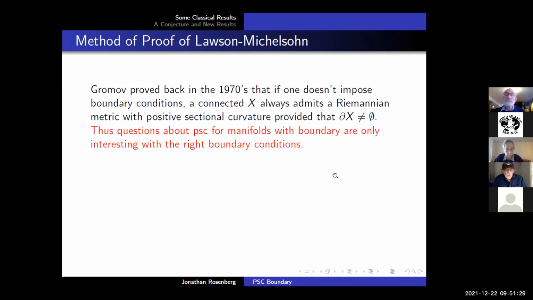You're saying that any compact manifold with a non-empty boundary always admits a Riemannian metric with positive scalar curvature? Yes. Okay.